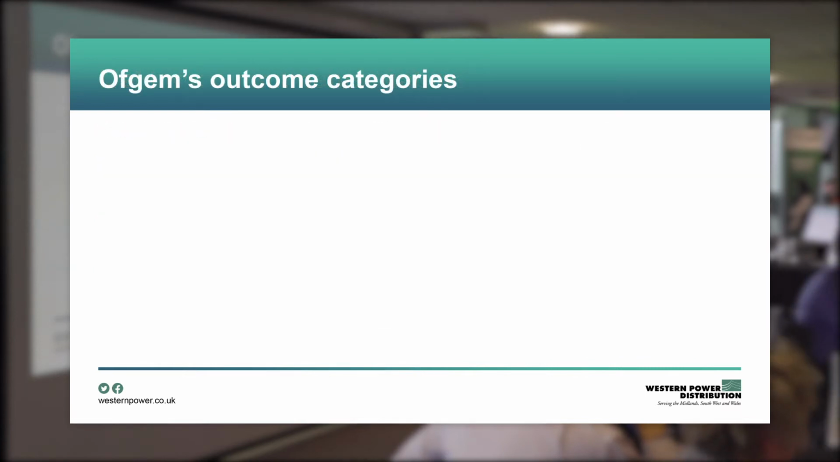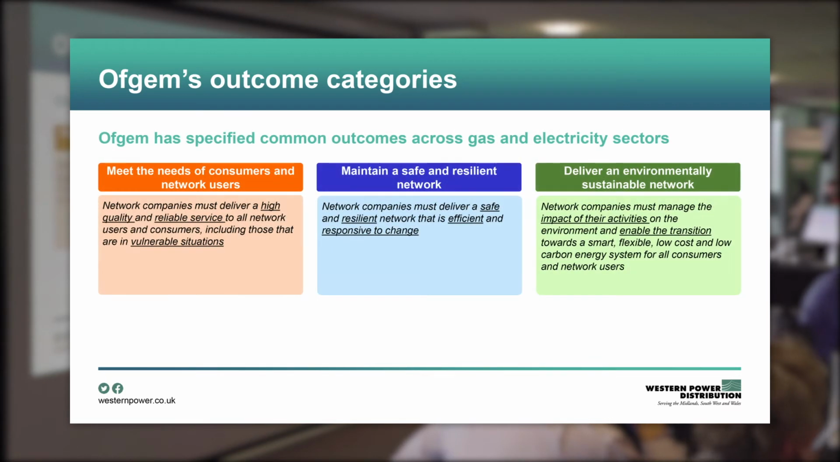But in terms of today's session, what we're looking at predominantly is that service element, the top one that I had. Ofgem have predefined 3 categories of outcome. And these are common across all the sectors. So gas distribution, transmission, and ourselves all have these 3 high-level categories of outcome. The first one looks at meeting the needs of consumers and network users. So this is related to the service quality and dealing with and helping out vulnerable customers. The middle one is more about the nuts and bolts, making sure that the network is safe, reliable and resilient.